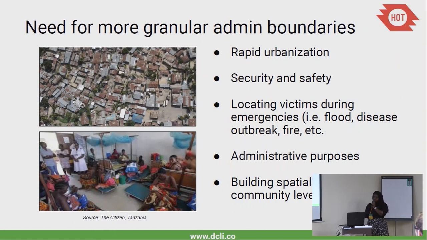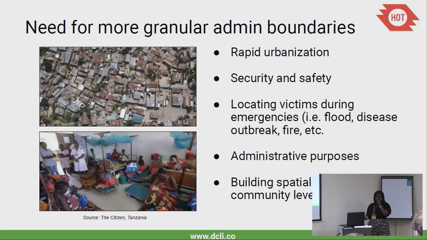Another reason is security. For example, when someone is arrested in our country, you have to say exactly where you are coming from, within a very small unit. So it's easy to track in case of any issue, as well as locating victims during emergencies. For example, we are doing different projects on flooding, as well as access to facilities, and trying to find out how we can trace patients during an outbreak. For example, cholera, which happens a lot in our country whenever there is flooding, especially in Dar es Salaam.